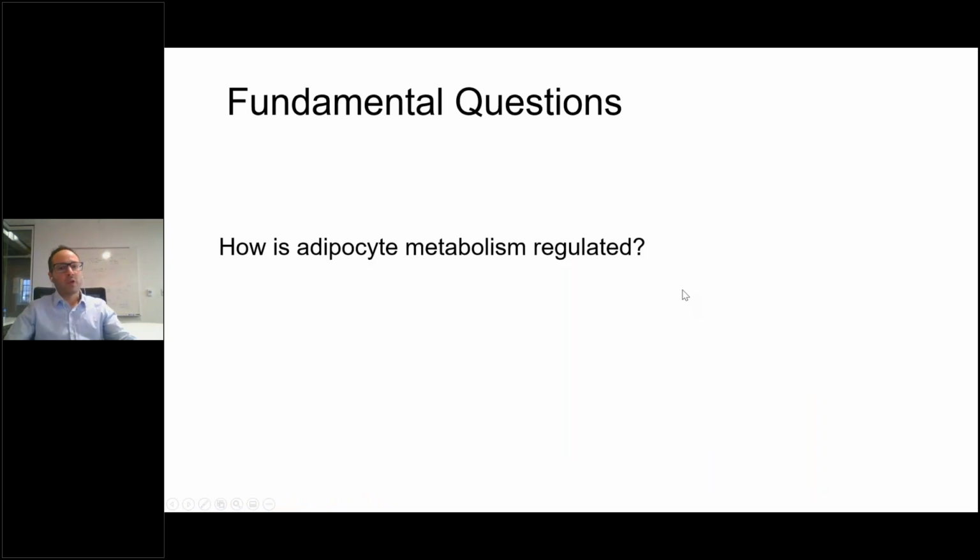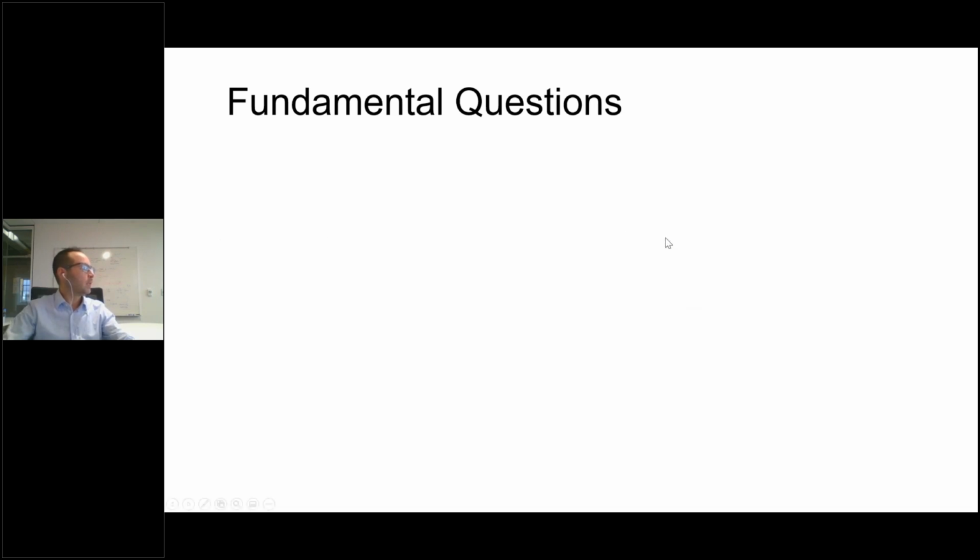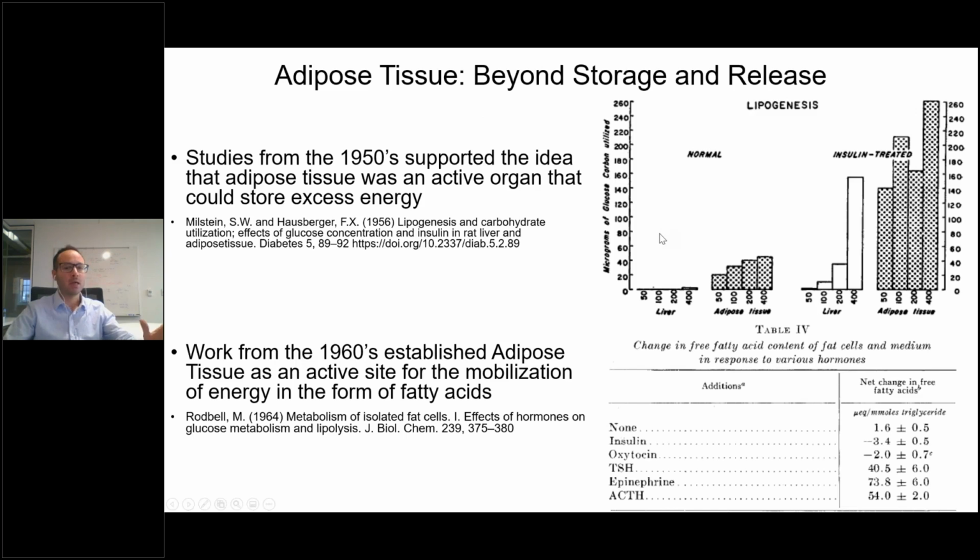And so another fundamental question that arises is, how is adipocyte metabolism regulated? Some of the more seminal works from the 50s and 60s really identified adipose tissue as the main site for lipid storage, where studies by Hausberger showed that with insulin treatment, adipose tissue was the main site for the storage of lipid as measured through lipogenesis. And then work in the 60s went on to show that adipose tissue was the main site for the mobilization of fatty acids through the process of lipolysis, where these fatty acids can be mobilized and used as an energy source. So here Rodbell showed that treating isolated fat cells with various hormones led to the release of free fatty acids and a net change in triglyceride levels.